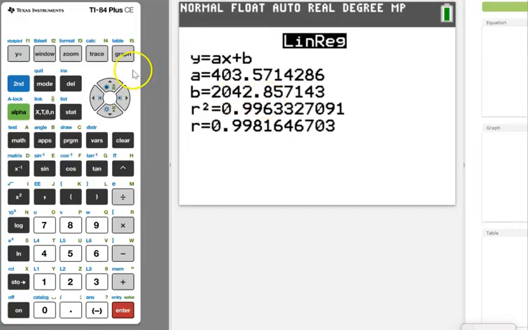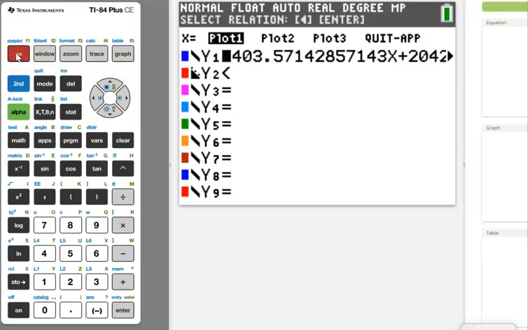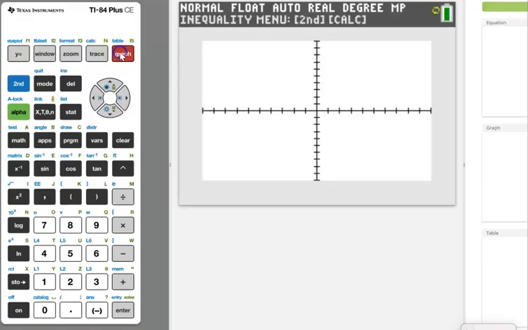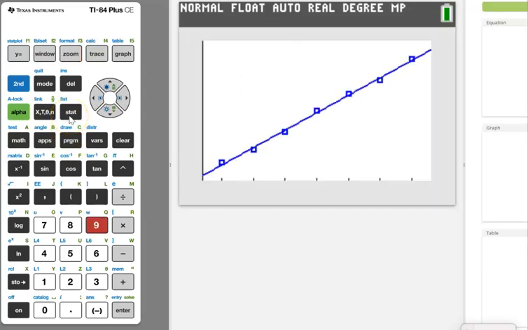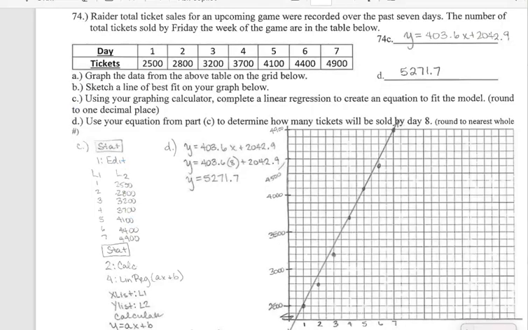All right, so if I went to Y equals and typed in that equation, I had my calculator do it for me, and then I graphed it. I'm going to go to Zoom 9, which is my Zoom Stat. So you can see there are the points that we plotted on our paper, and that would be the line that the calculator created to go with it. So you can see that is a good line of best fit for that.